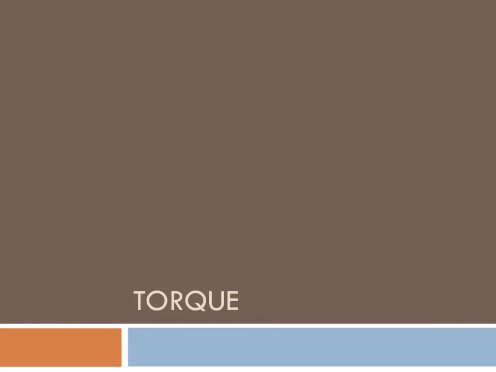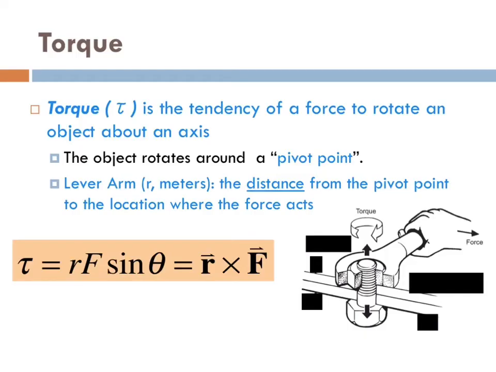This video covers torque. Now we've seen torque before. It's represented by a tau. It is the tendency of a force to rotate an object about an axis. Now, torque is a cross product of R cross F.